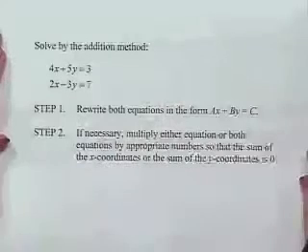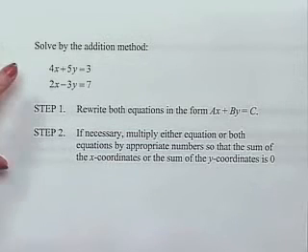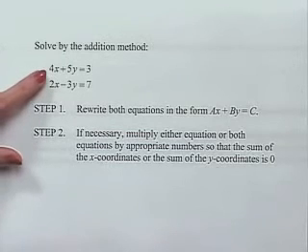Here's now another method for solving linear systems. Solve by the addition method. Our equations are 4x plus 5y equals 3 and 2x minus 3y equals 7. Step 1. Rewrite both equations in the form ax plus by equals c. Well, we don't have to do step 1 because it's already in the format that we need. Let's move on to step 2.